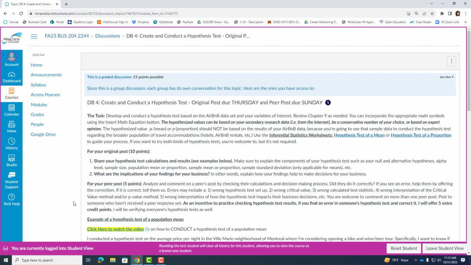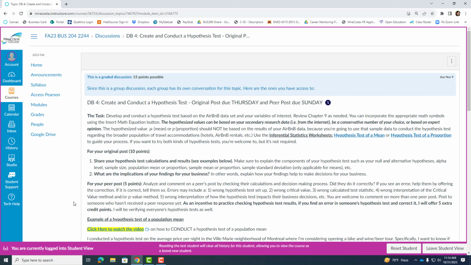Now for your peer post, that's 5 points. You're going to analyze and comment and check their calculations. Did they do it correctly? If you see an error, help them by offering the correction. If it's correct, tell them it's correct. I've got a list here of the different kinds of errors that might occur. Maybe they have the symbols set up wrong in their hypothesis test, or perhaps their critical values are incorrect, or they didn't calculate the test statistic correctly, or everything was set up, but then the final interpretation was a bit off, or the way they explained it wasn't clear, and its interpretation of how it impacts the business. So there's a lot of components, and you want to help each other by confirming and checking.